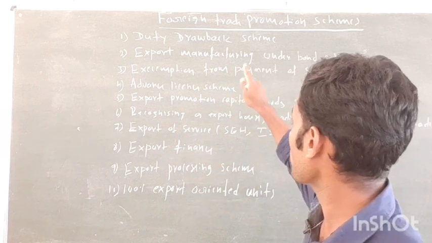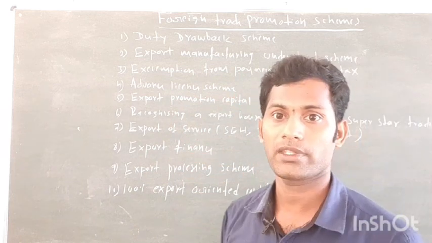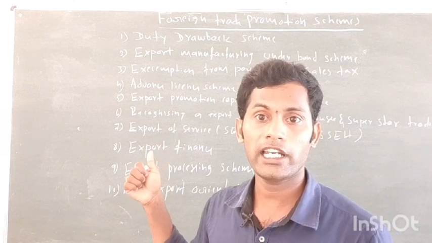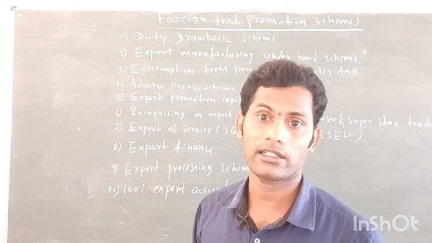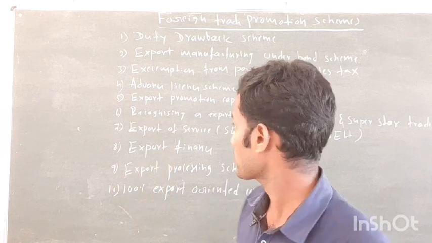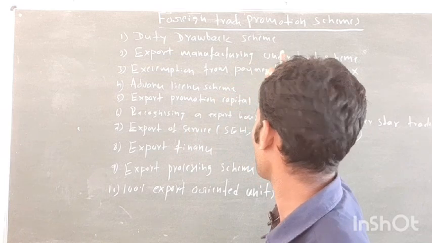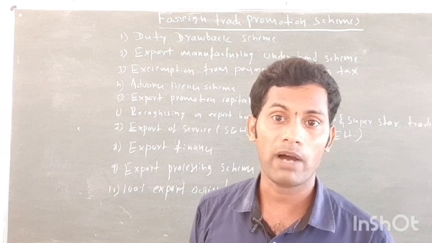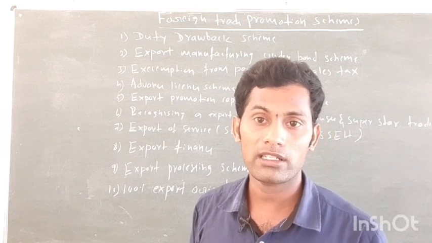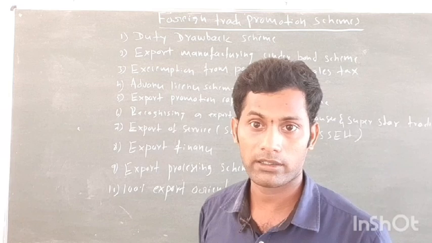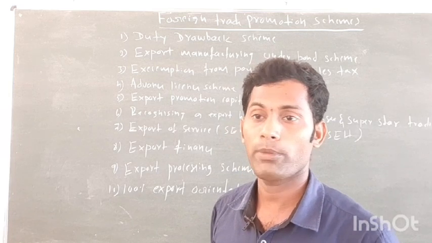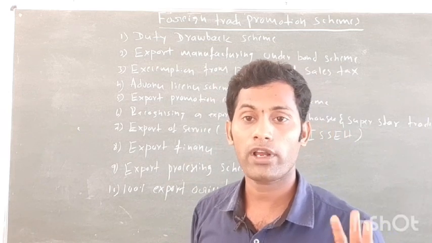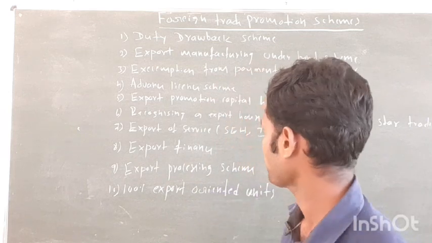Second one, export manufacturing under bond scheme. Under this scheme, the exporter need not pay any taxes or excess duty. He has to get the permission, and after getting that permission or bond, there is no need of payment of excess tax or excess duty to the government. That is the second one, manufacturing goods only for exporting under a bond scheme.